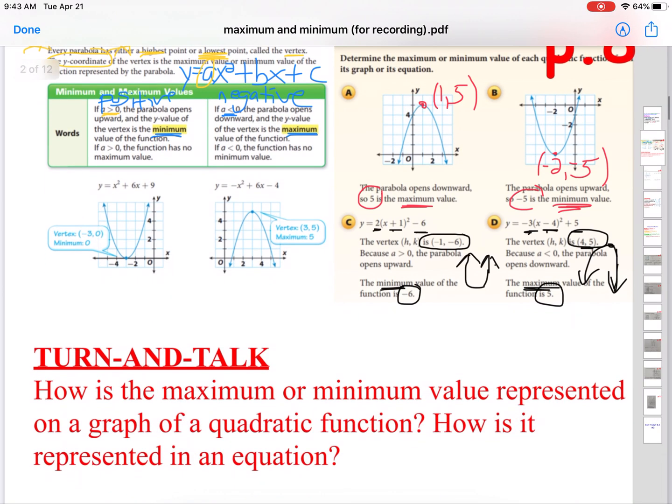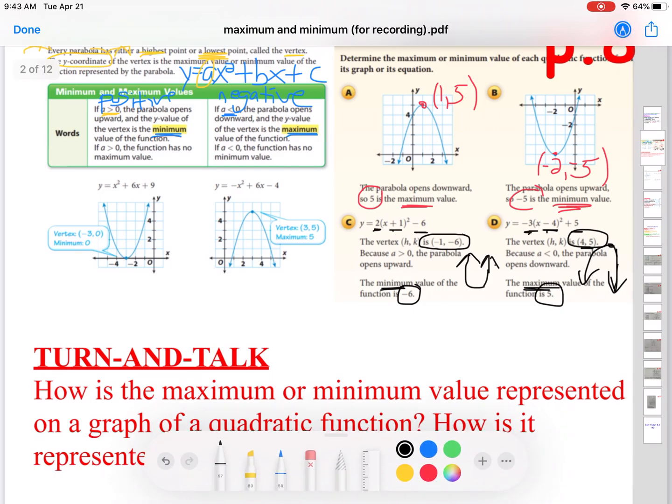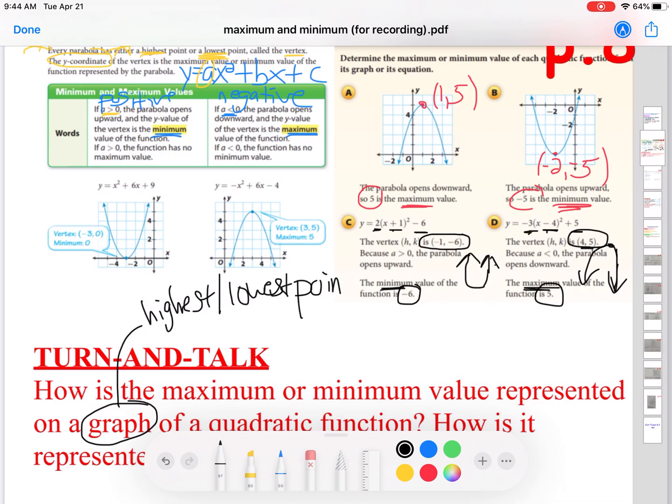So let's think about our turn and talk question just to summarize. It says, how can you find the minimum and maximum on a graph and an equation? If we think about the graph, we're going to say that it's going to be the highest or the lowest point, depending on if it's a maximum or minimum. And then more specifically, it's the y-coordinate of the vertex.